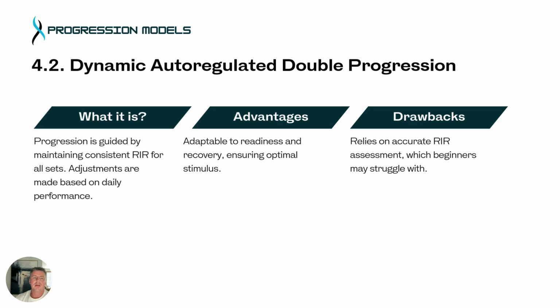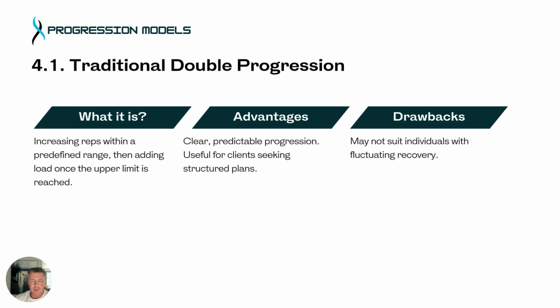Now, dynamic auto-regulated double progression is guided by maintaining consistent reps in reserve for all sets. So you adjust based on daily performance. If you normally squat 100 for 10 and you're having a bad day, you might do 90 for 10. If you're having a good day, you might do 110 for 10. The problem with that is it relies on accurate reps in reserve, which a lot of people struggle with. So again, I really like traditional double progression.